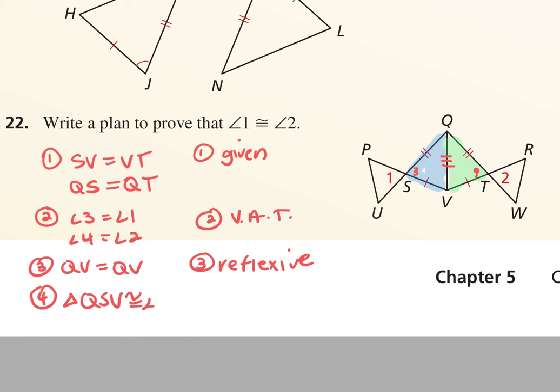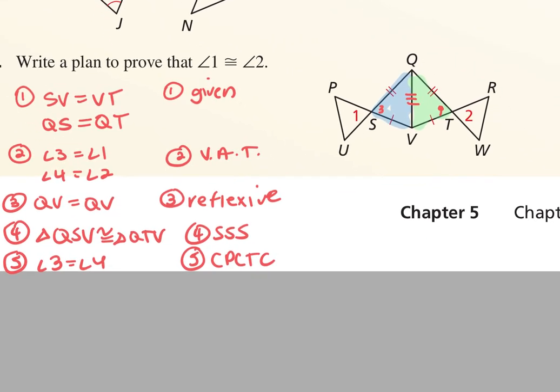QSV, QTV, and it's side, side, side. And then I can say angle 3 equals angle 4. CPCTC, because of the corresponding parts of congruent triangles are congruent. Good. And then angle 1 equals angle 2.